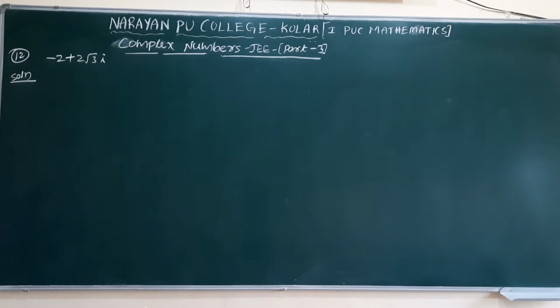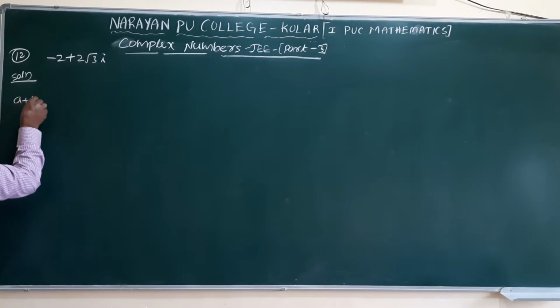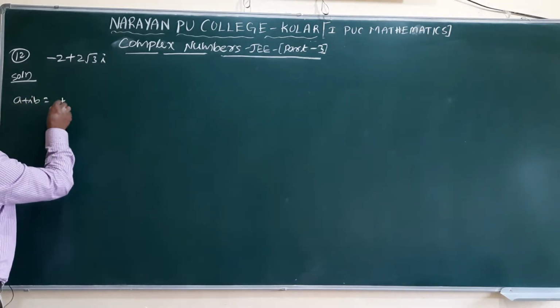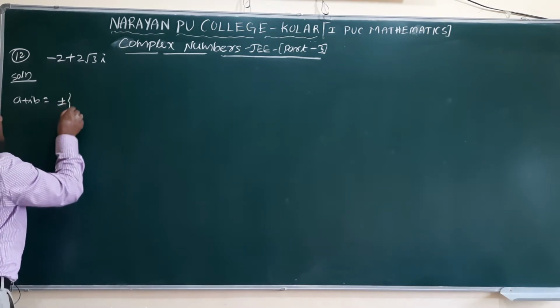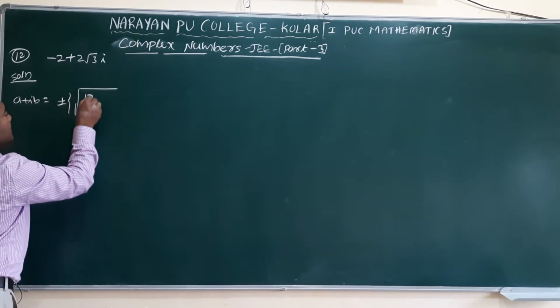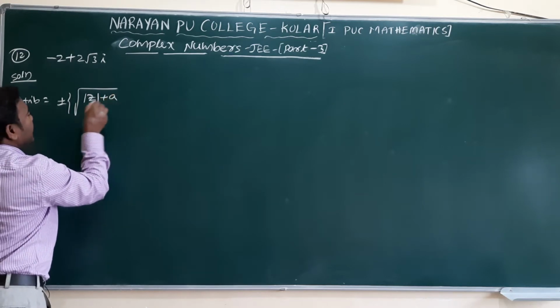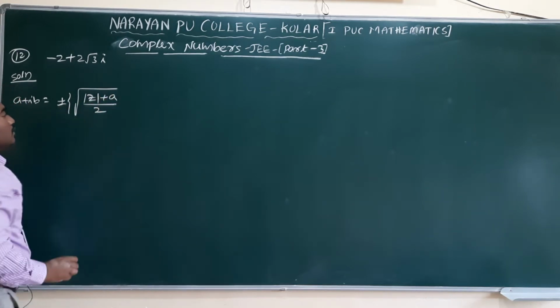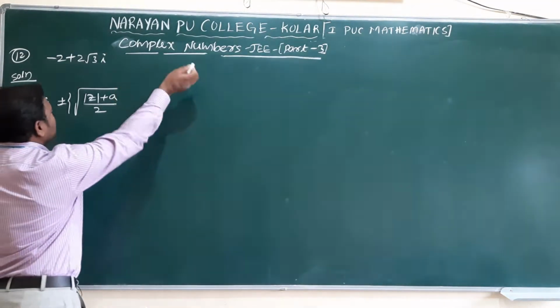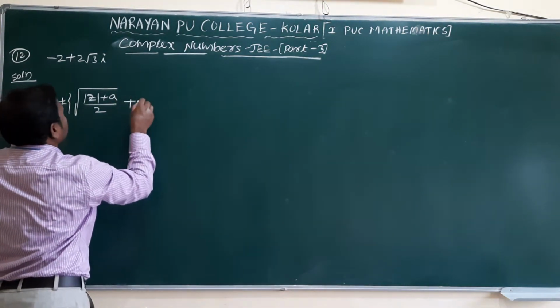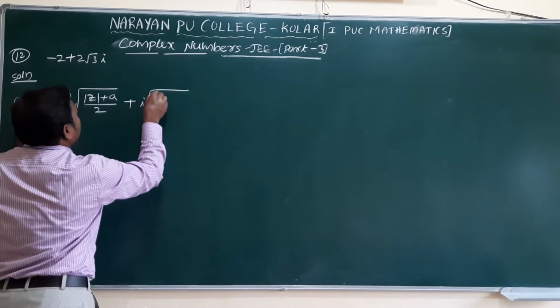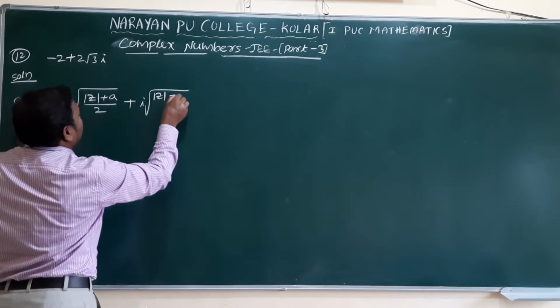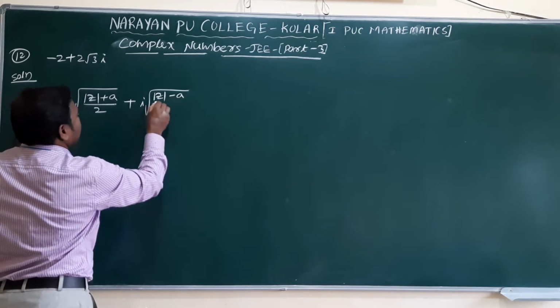So we know the formula for the square roots of the complex number a plus ib: plus or minus square root of (mod z plus a) divided by 2, plus i into square root of (mod z minus a) by 2.